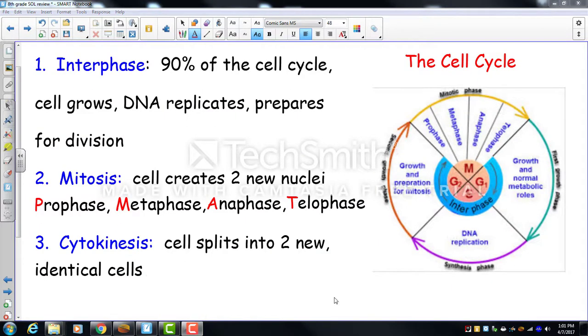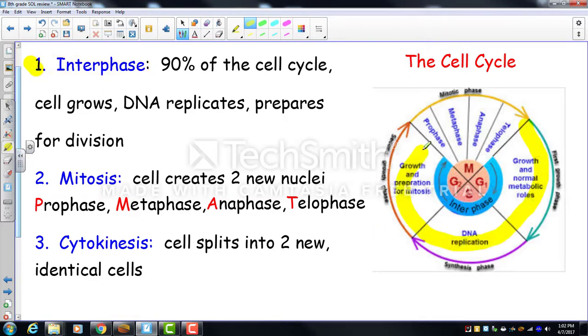Okay, so the cell cycle is the next thing that we're going to talk about. Just a second ago, I told you that every cell in your body, which is like 100 trillion cells in the human body alone, goes through a life cycle. Just like every living thing goes through a life cycle, every cell goes through a life cycle. And once a cell is created, it spends about 90% of its life in the first stage, which is called interphase. This whole part right here is interphase, so about 90% of the cell cycle.